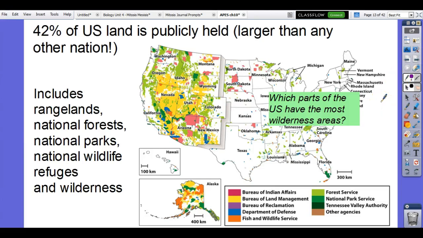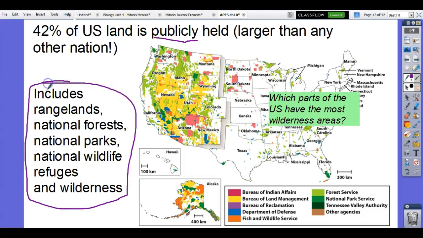So 42% of the land is publicly held in the US, which is more than any other nation. So a lot of the US is public land or protected land that has rangelands, national forests, national parks, national wildlife refuges, and wilderness. So you're going to write this down. These are all of the different categories that we have in the United States.